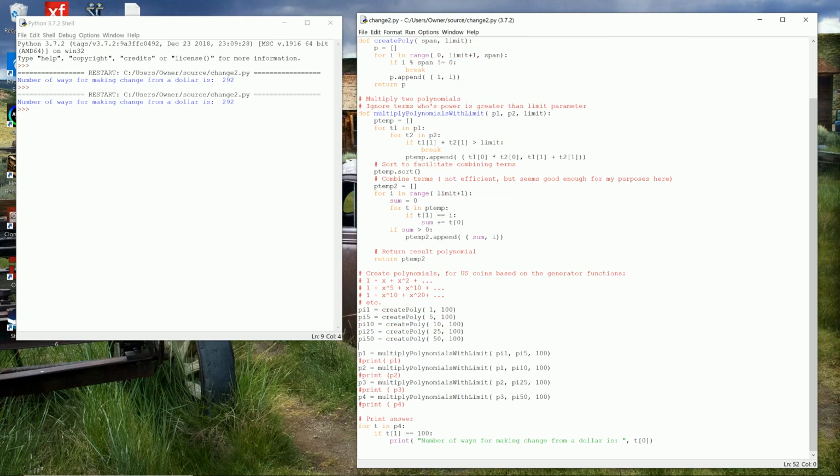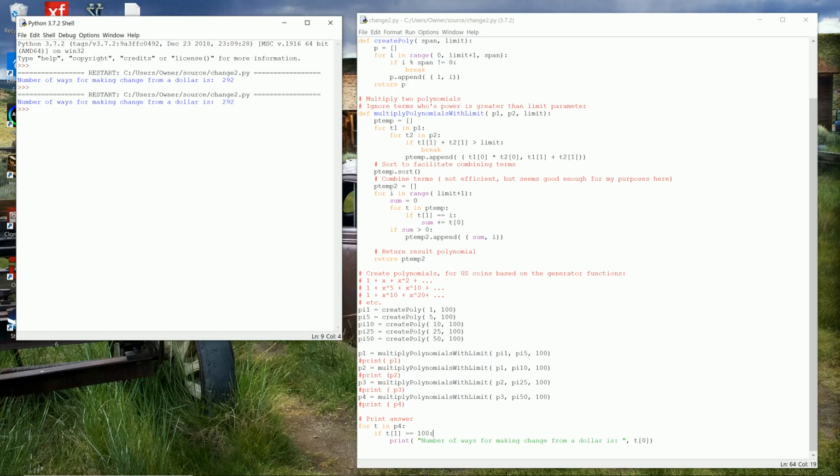All right, so my program basically generates a polynomial for pennies, nickels, dimes, quarters, and 50-cent pieces, and then I proceed to multiply the polynomials. So I multiply the first two, and then the next one to the result of multiplying the first two, and so on. You can see P4 is P3 times the polynomial for the 50-cent piece. When I'm all done, I just need to go look through the list to find the term x to the 100th and find out what its coefficient is.